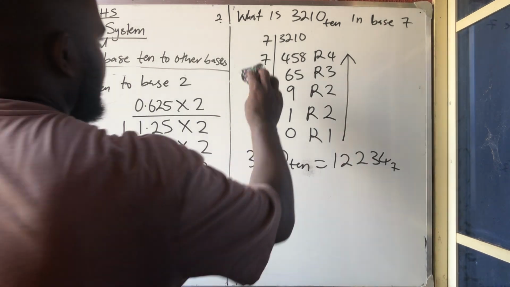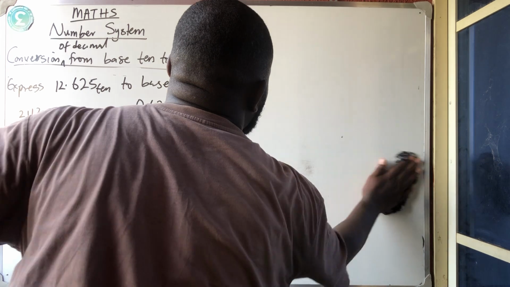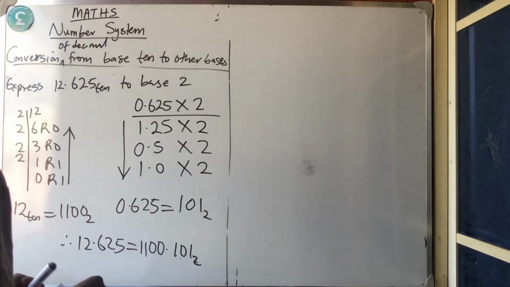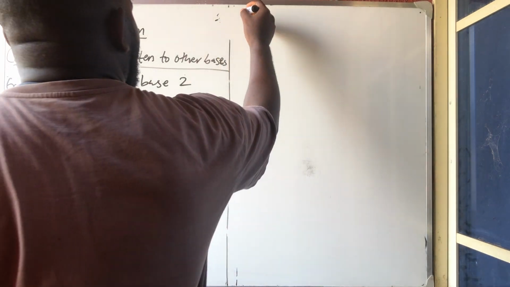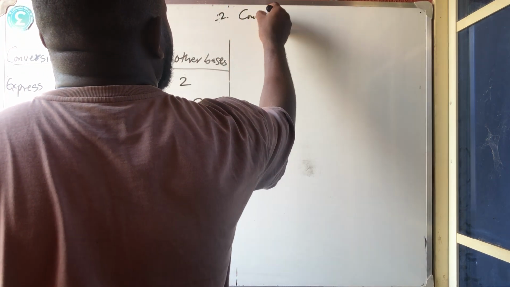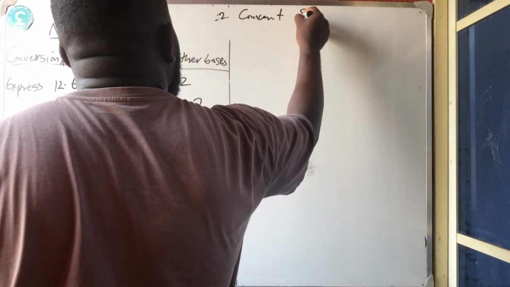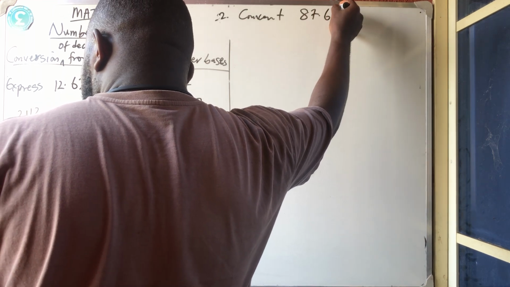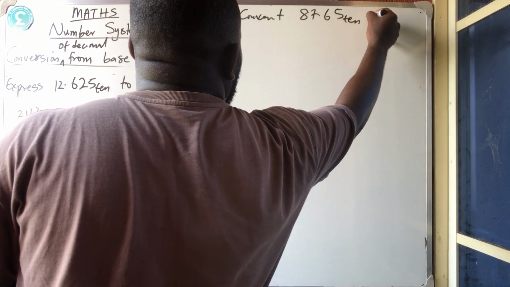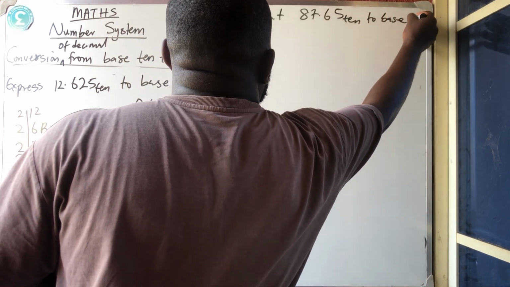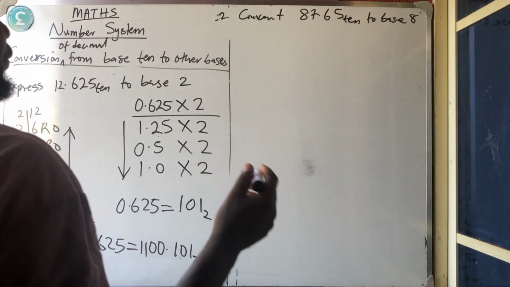So let's take the next question, so that you understand it perfectly. We'll solve 3 or 4 questions here so that you understand perfectly. So the second question here said convert number 2. Convert 87.65 in base 10 to base 8. Okay, convert it to base 8.